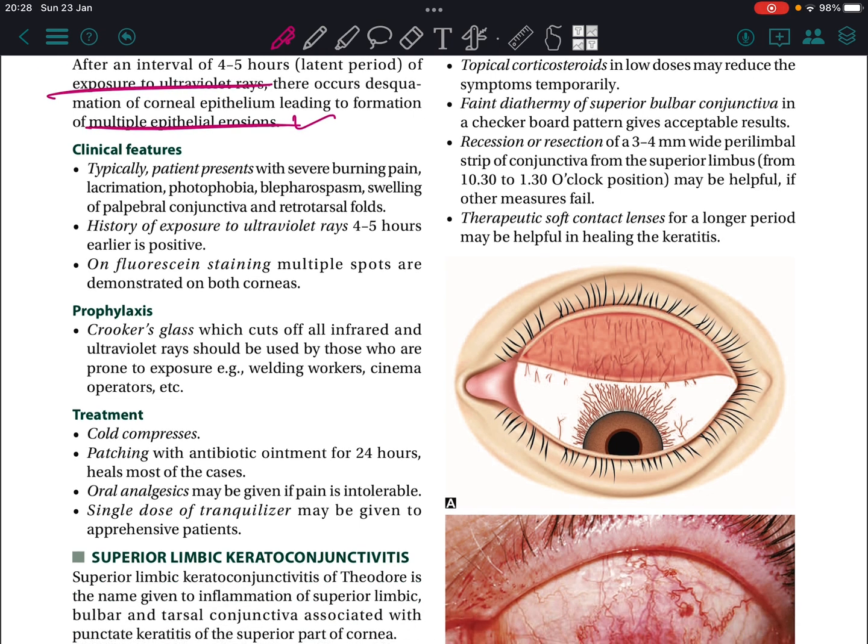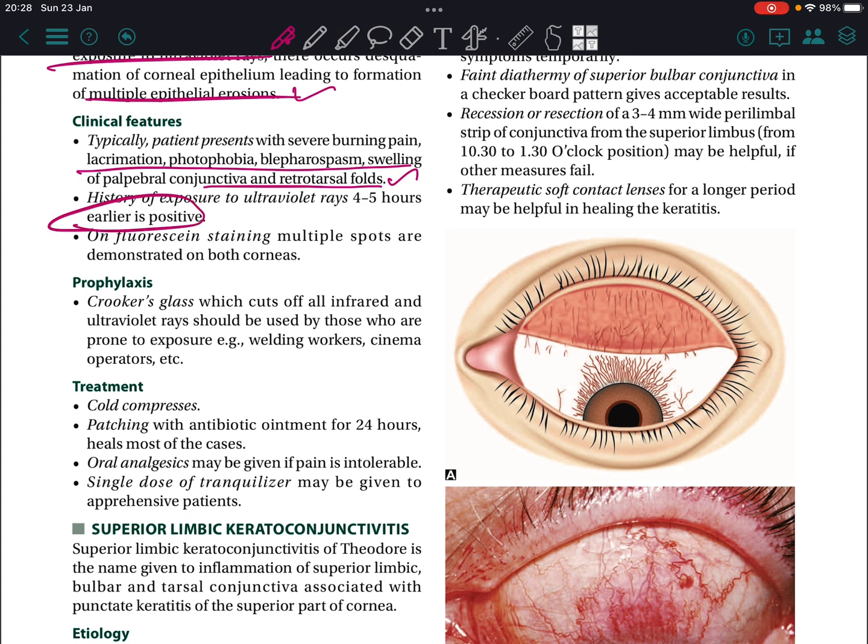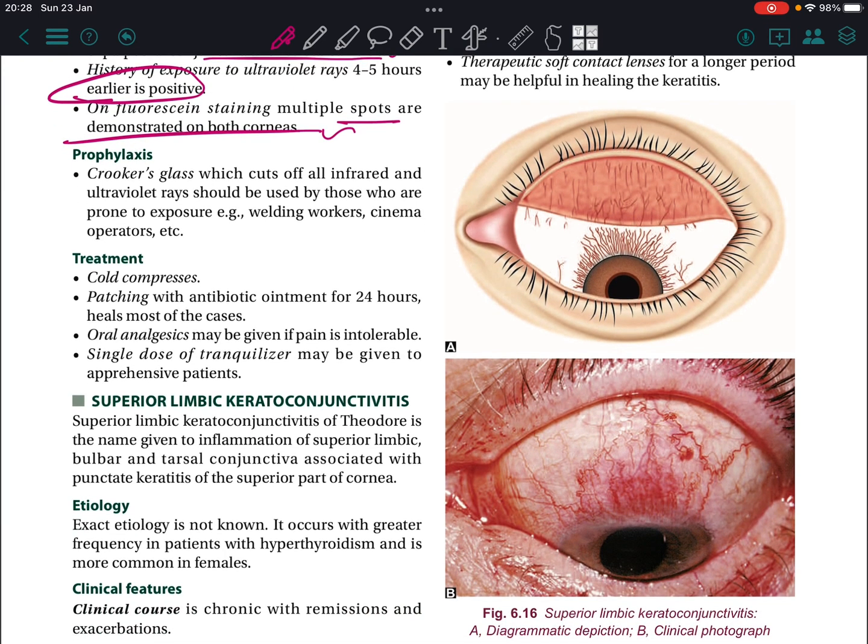Clinical features: typically patients present with severe burning pain, lacrimation, photophobia, blepharospasm, swelling of palpebral conjunctiva, retrotarsal folds, etc. History of exposure to ultraviolet rays 4 to 5 hours earlier is positive. On fluorescein staining, multiple spots are demonstrated on both corneas. Prophylaxis: Crookes glass, which cuts off all infrared and ultraviolet rays, should be used by those who are prone to exposure, for example welding workers, cinema operators, etc.